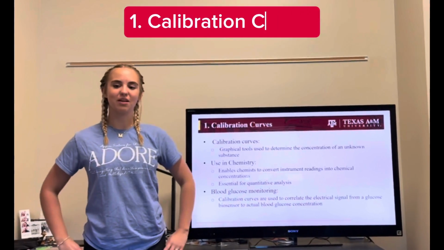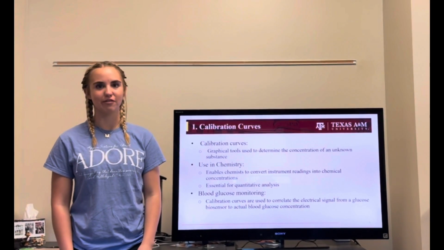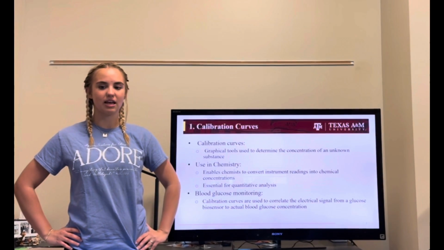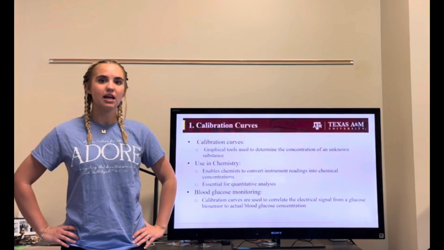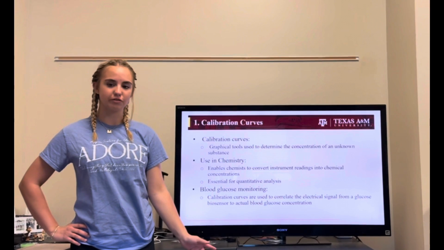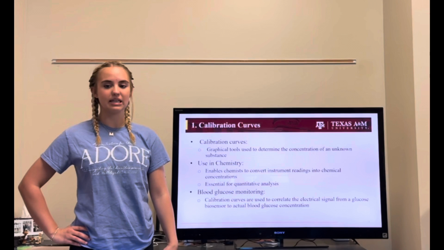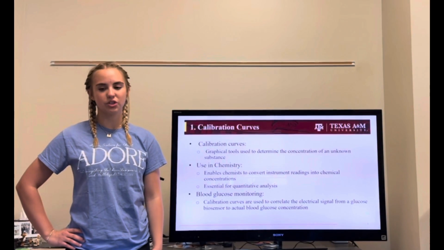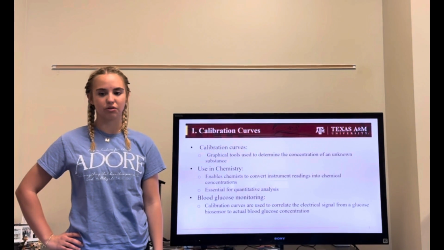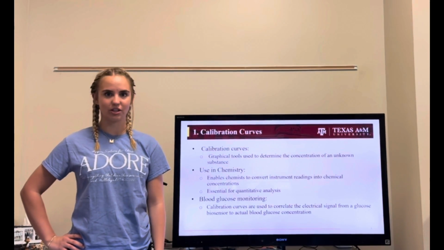The definition of a calibration curve is a graphical tool that is used to determine the concentration of unknown substances or solutions. Chemists use this so that they can convert instrument readings into chemical concentrations, which is an essential function for quantitative analysis. A real-life example of this is blood glucose monitoring, which is when they use calibration curves to correlate the electrical signal from a glucose biosensor into actual blood glucose concentration levels.